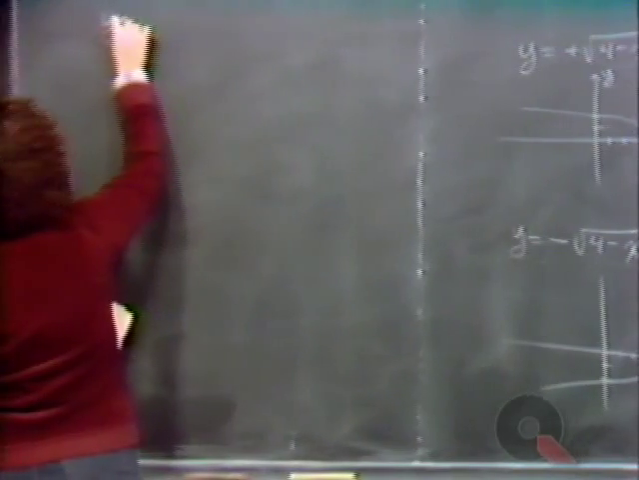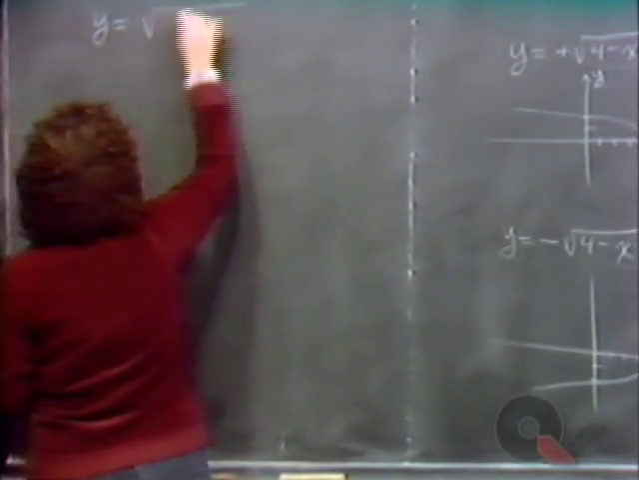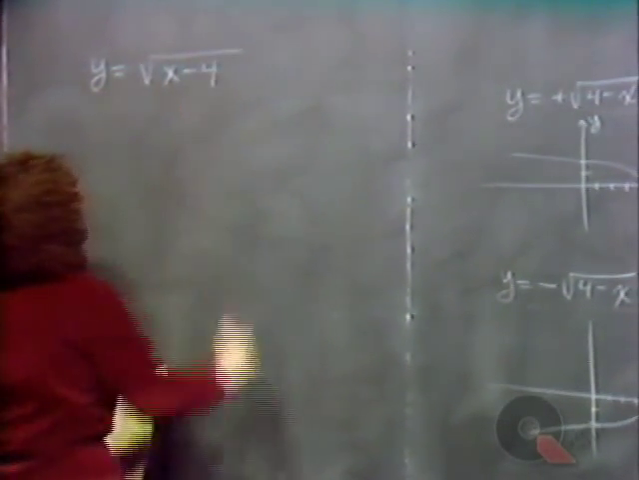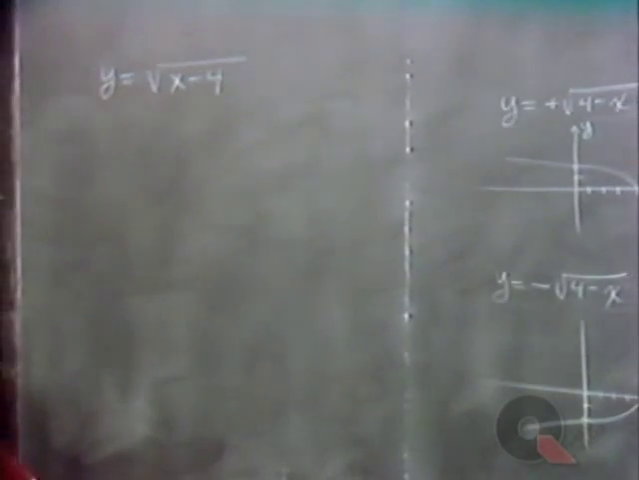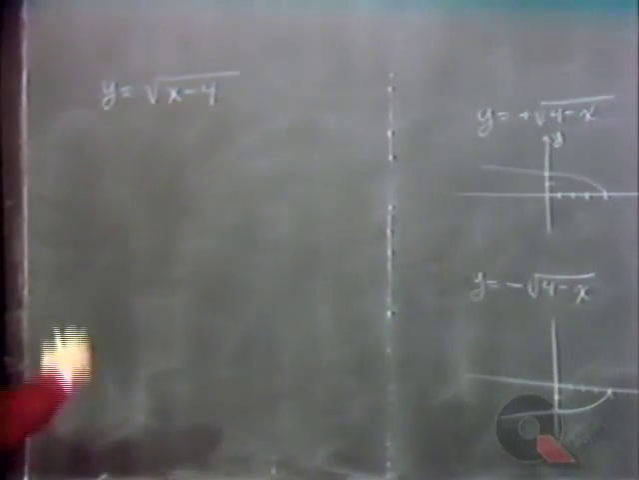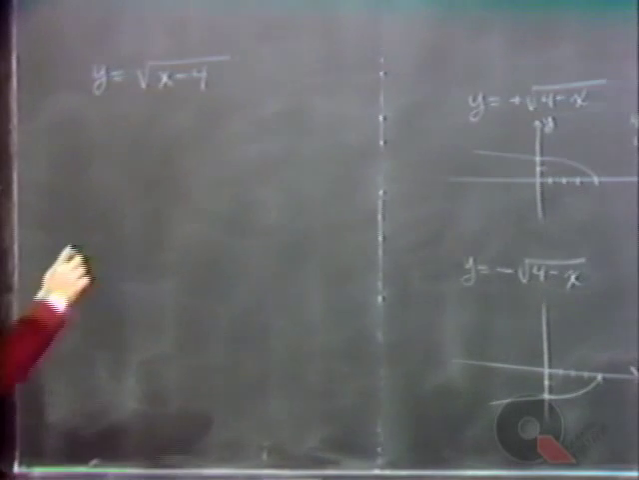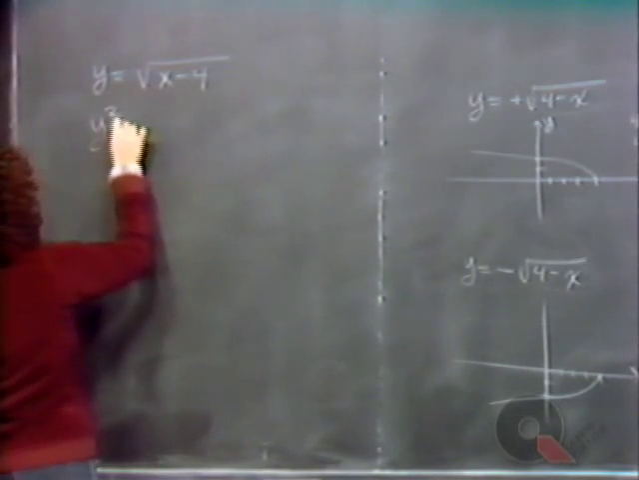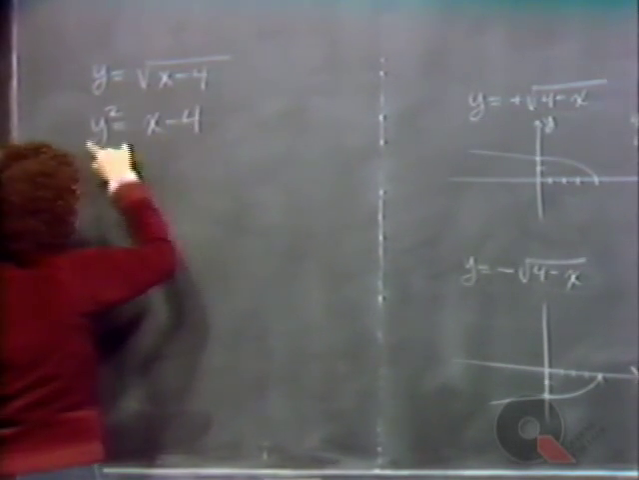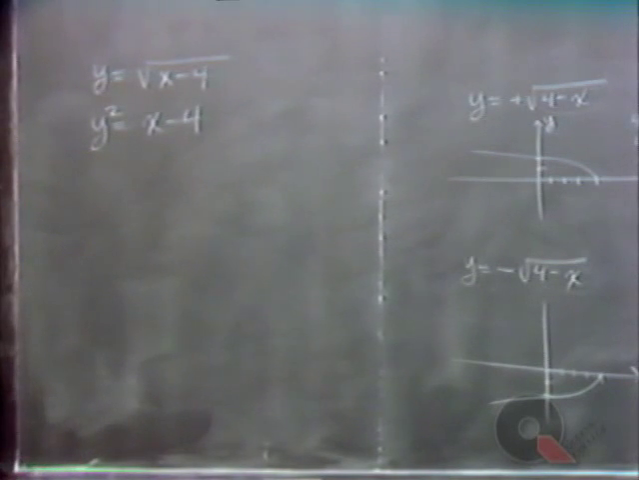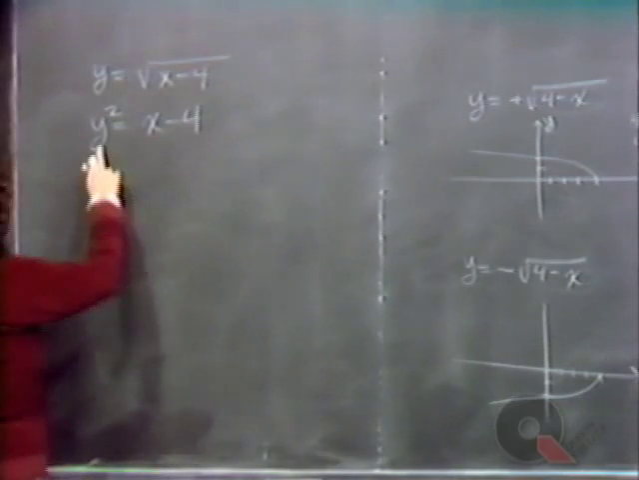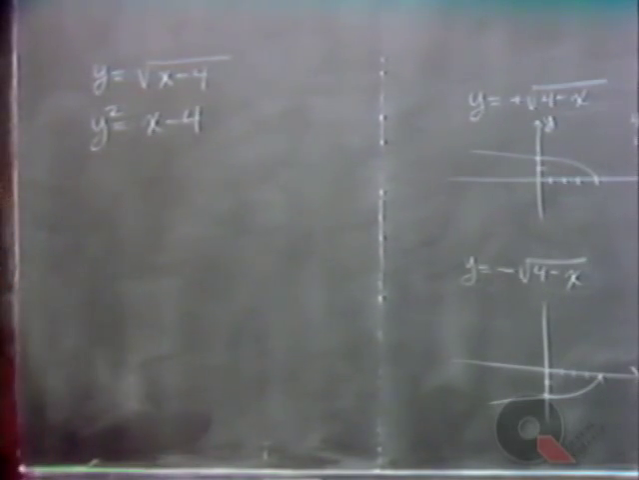y equals the square root of x minus 4. Okay, once again, when I see a square root function like this, the best thing to do would be to square both sides. And if you can graph this one, then you know if y is a positive square root, we'll take the top half only. Okay, when I square both sides, I recognize this to be a parabola.